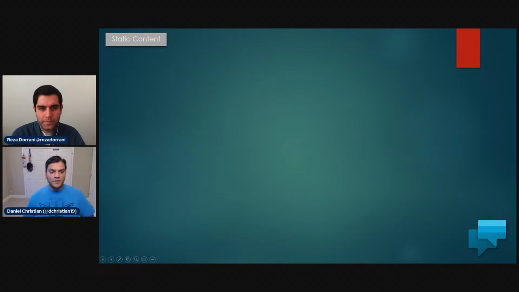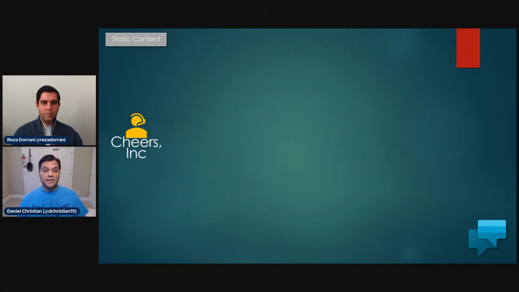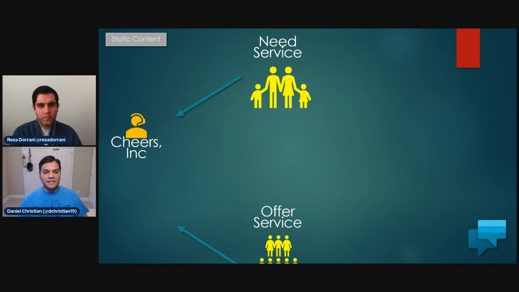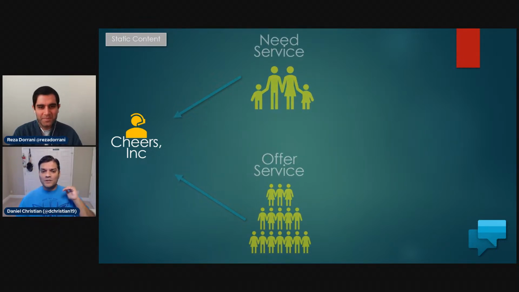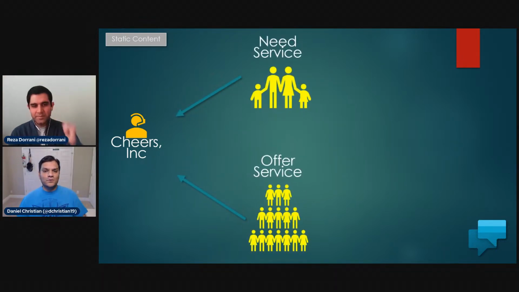So here's the example of the bot, right? Back in the day, and to some extent it is still there, when the lockdown occurred, there is a company called Cheers Incorporated. Cheers Incorporated did two things. People who needed service would contact them, and then also people who offered service could contact them. So Cheers Incorporated was getting hammered with all these phone calls because people needed service and people offered service. They were constantly getting hammered with all of that.